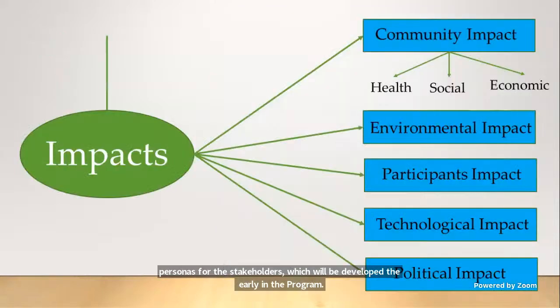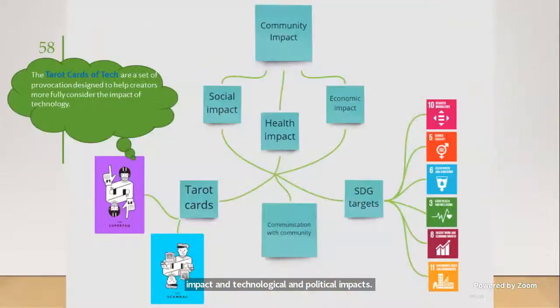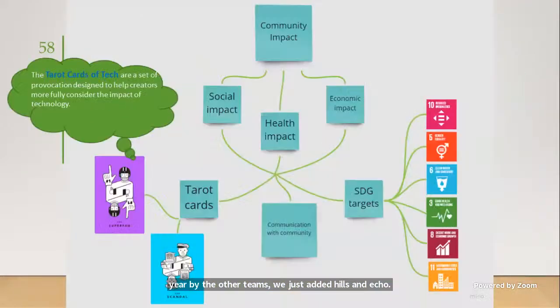Next slide. The impacts that we are going to talk about are community impact, which includes health, social, and economic impacts, environmental impact, participants' impact, and technological and political impacts, where most of these impacts were worked on last year by the other teams. We just added health and economic impacts. And we also added some details to the SDGs and the tarot cards of tech, which will be defined later.